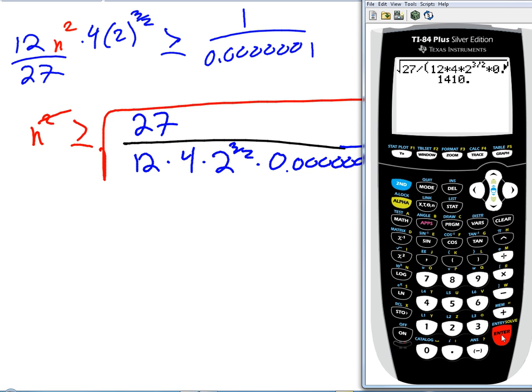Okay, now if n has to be greater than or equal to 1410.22 blah blah blah, what's the minimum number of trapezoids that we need? 1411. Make sense? 1410 can't guarantee it. That's not quite enough. It'll take a little more than 1410. But trapezoids come in discrete numbers, so we've got to bump up to the next one. Make sense? Yes.